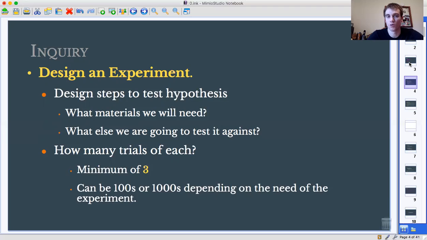Trials: you should run a minimum of 3. Some experiments are run hundreds of thousands of times. If all the data comes back the same, the more times you run it, the more concrete your results are, the more likely they are to be approved and accepted as accurate.